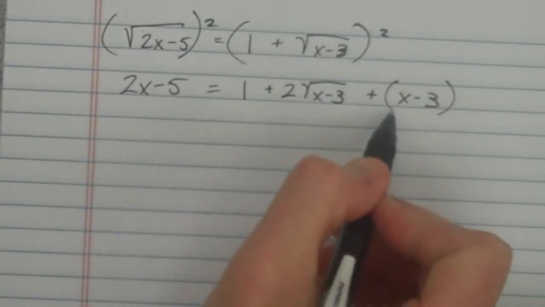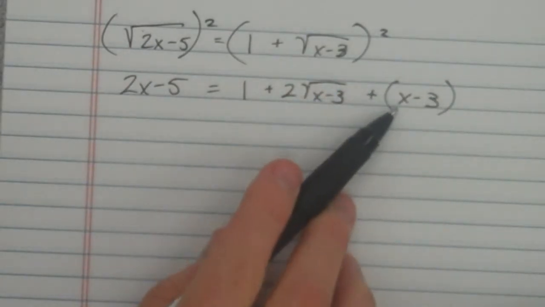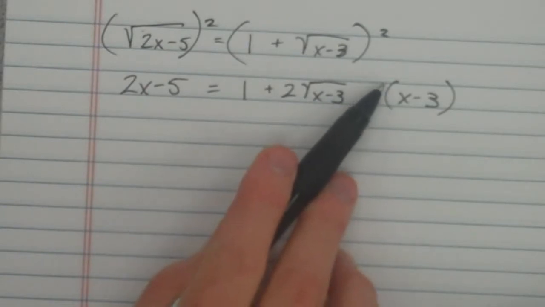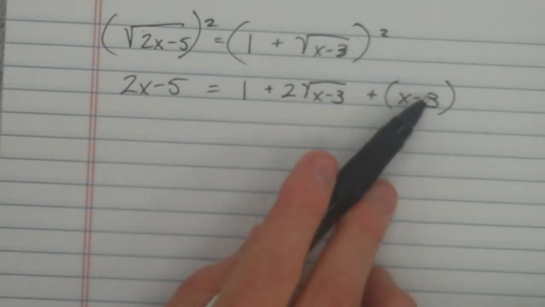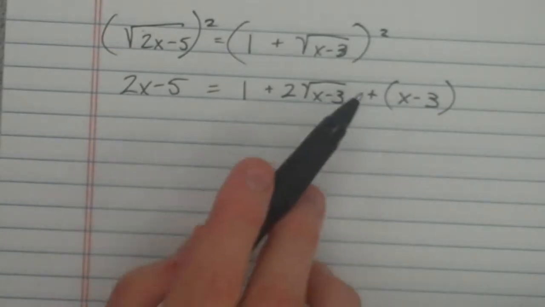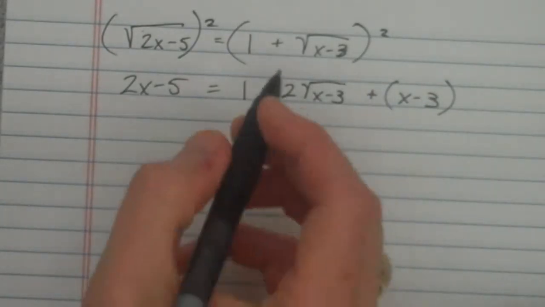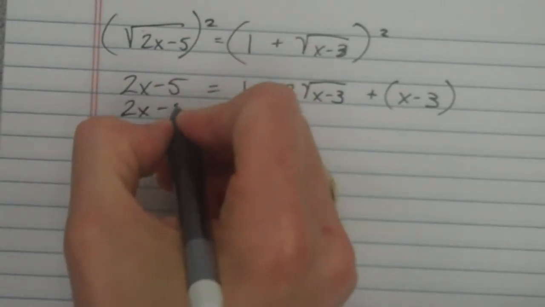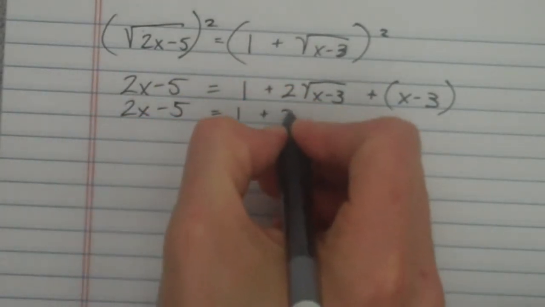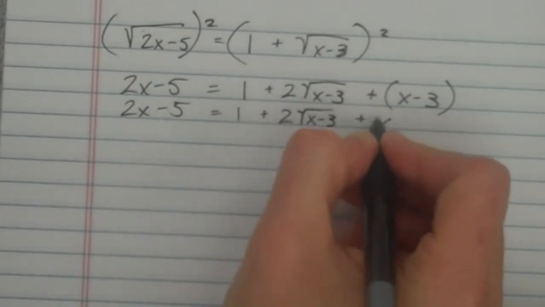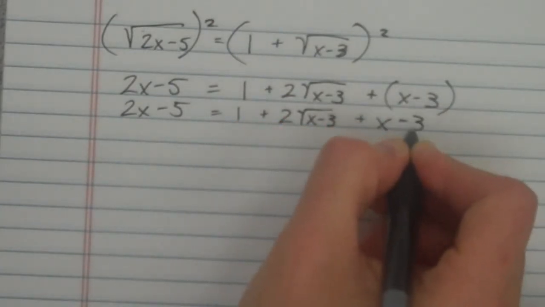Okay? Why did I put it in parentheses? I put it in parentheses because it doesn't really matter here because it's a plus sign, but if this was a minus sign, that minus sign, as we've talked about, would have to distribute into both parts of this binomial. Okay? So I just put it like that always, and then I never get messed up. So now I'm going to rewrite it. 2x minus 5 equals 1 plus 2 square roots of x minus 3 plus x minus 3.